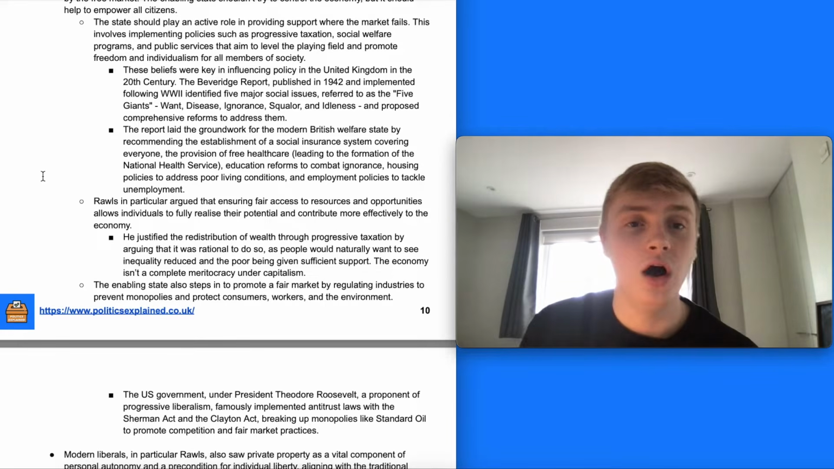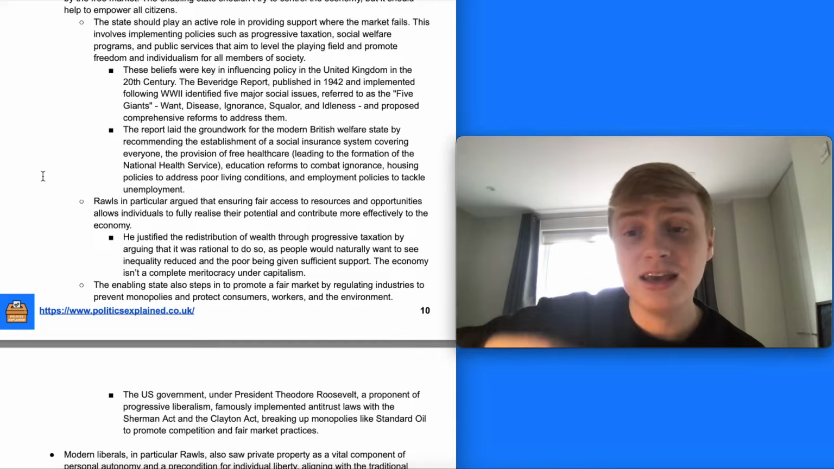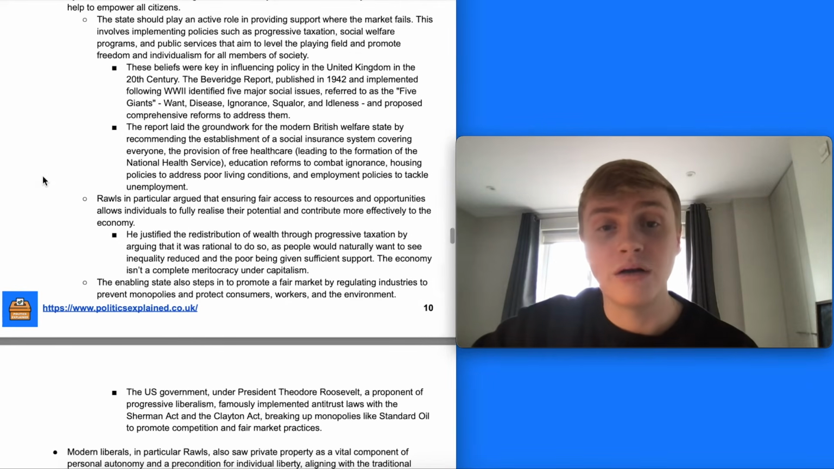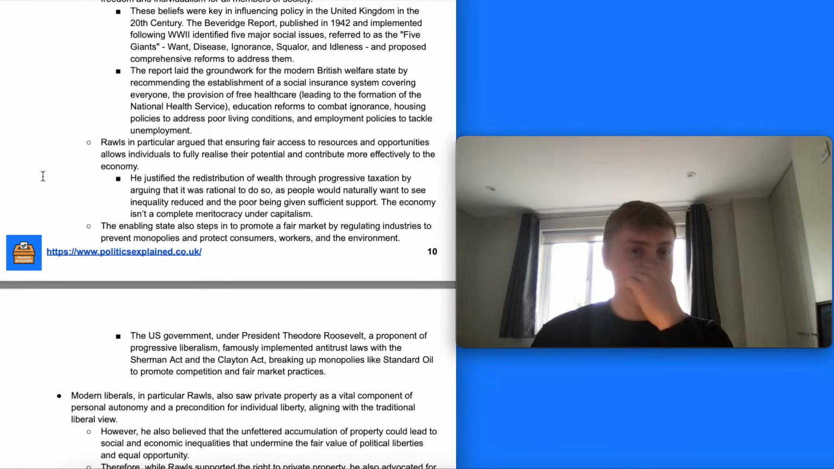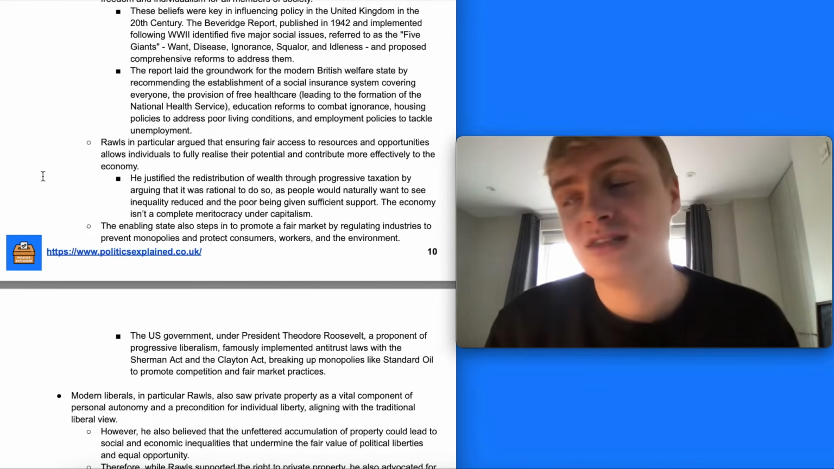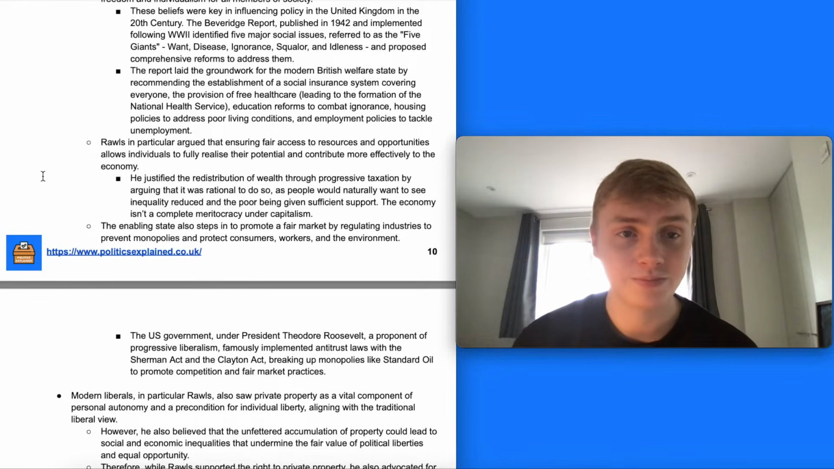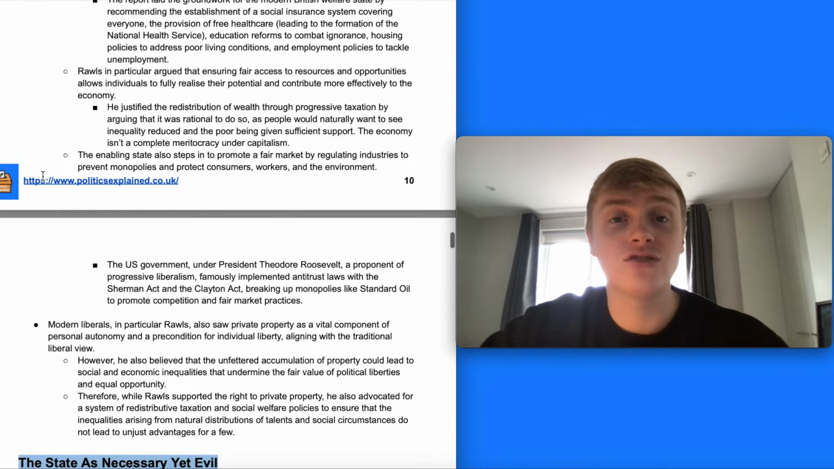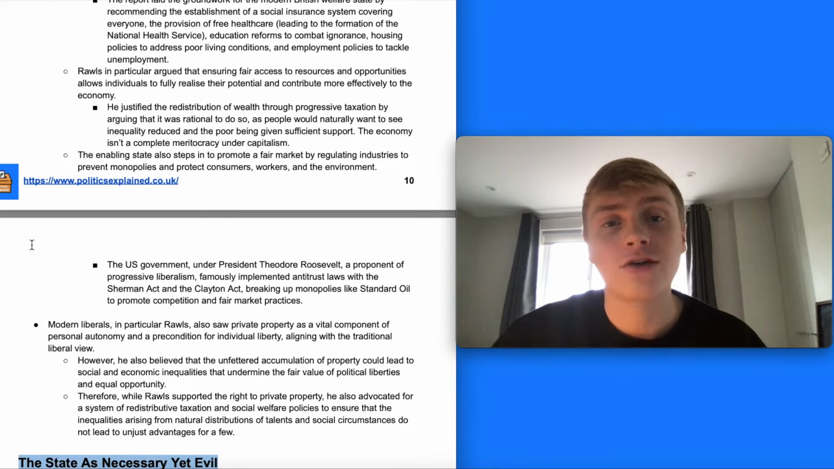As we looked at earlier in the video, this is promoted in particular with the Beveridge report, which really laid the groundwork for the British welfare state, including the NHS, which seeks to provide a safety net that promotes freedom for all in society. So Rawls in particular argued that ensuring fair access to resources and opportunities allows individuals to fully realise their potential and contribute more effectively to the economy.